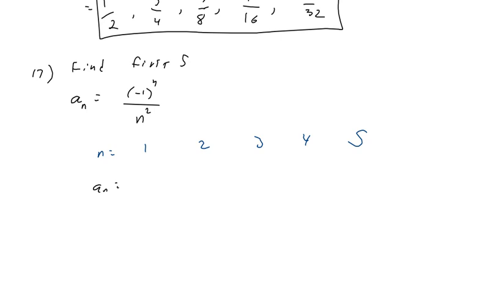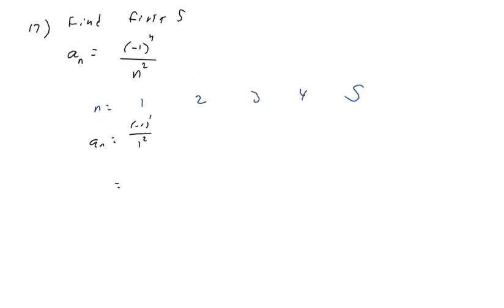So if I plug in a 1, this is -1 to the first power over 1 squared. -1 to the first power is -1. 1 squared is 1. So -1 over 1 is just -1. So the first number in my list is -1. Remember, we're creating lists of numbers. A sequence is just a list, a pattern of numbers. For 2, I've got -1 squared over 2 squared.